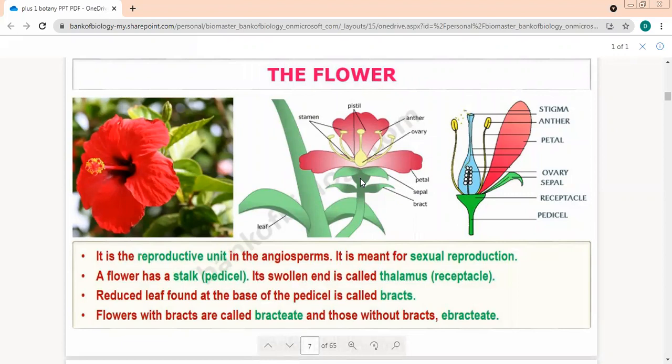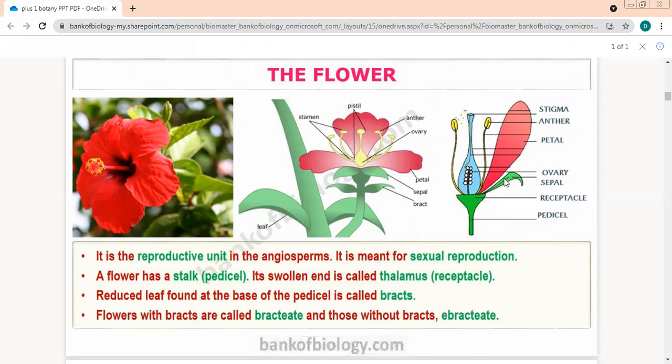What was this swollen part? Receptacle. Yes. If you have these small leaves below the receptacle, then these leaves are known as? Bracts. And such a flower which has bracts is known as which flower? Bracteate. अच्छा, इधर देखते हैं बेटा. This is receptacle. Receptacle के नीचे तो bracts है नहीं.